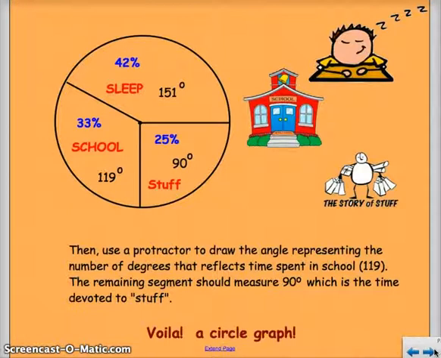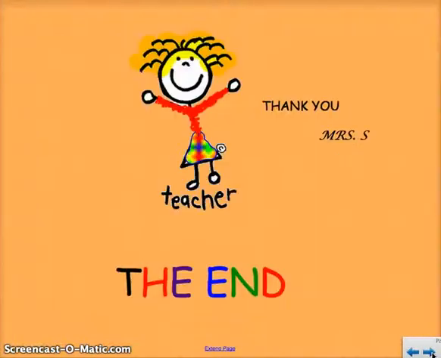And if you refer back to the beginning of the video, this is exactly where we had started. 42% of an average teenager's time is spent sleeping, 33% of the time spent in school, and 25% doing stuff. Voila, we've created a circle graph.